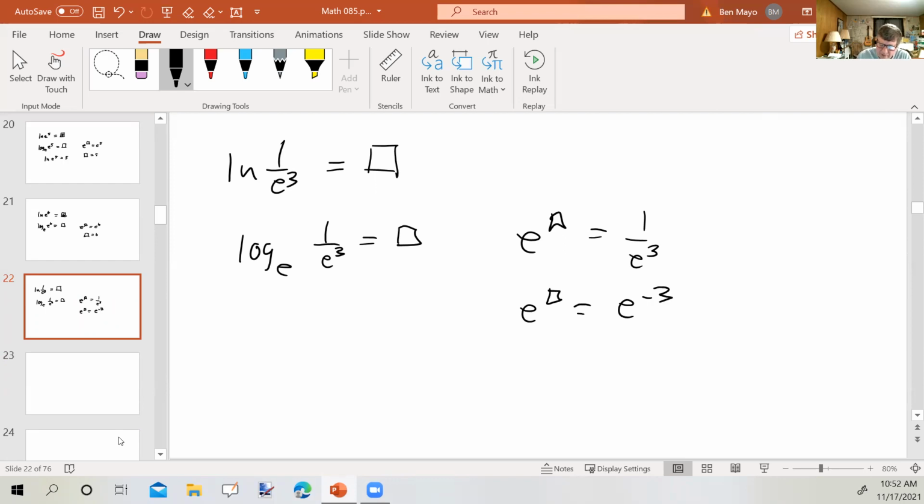Now, we're used to having something with a negative exponent and rewriting it by putting it on the other side of the fraction bar to make it a positive exponent. Here, I want e to some power, not 1 over e to some power. So in fact, I'm rewriting it with a negative exponent, but the box equals negative 3. So the natural log of 1 over e cubed equals negative 3.